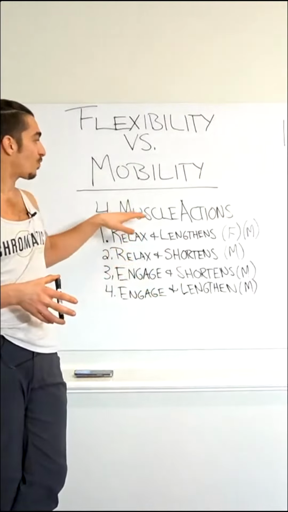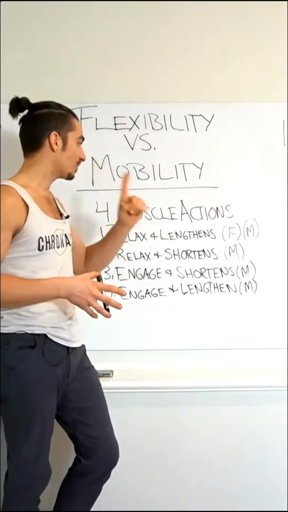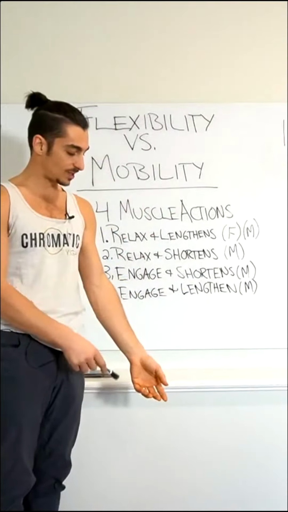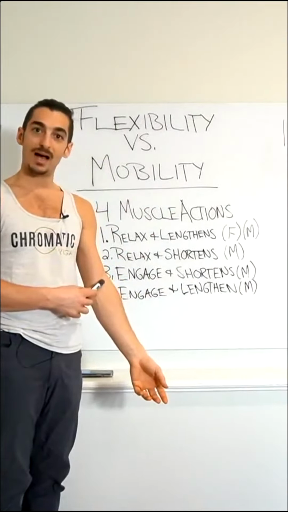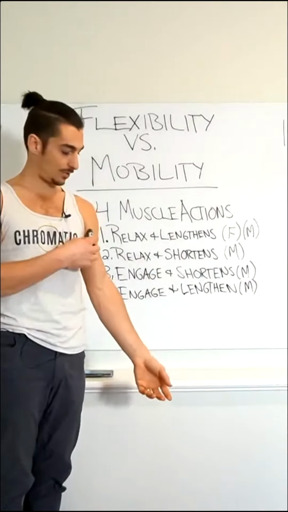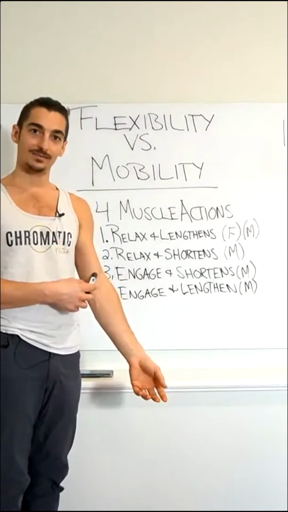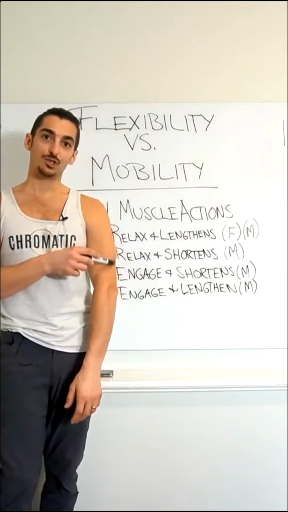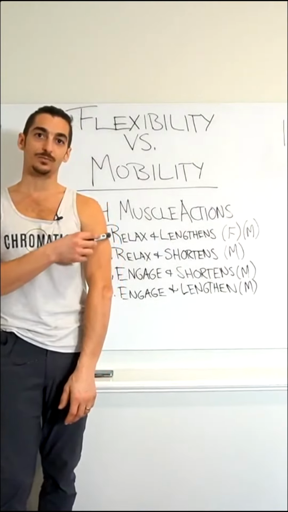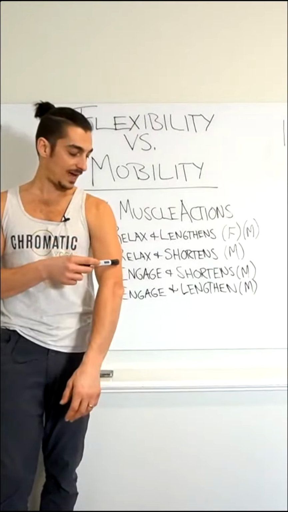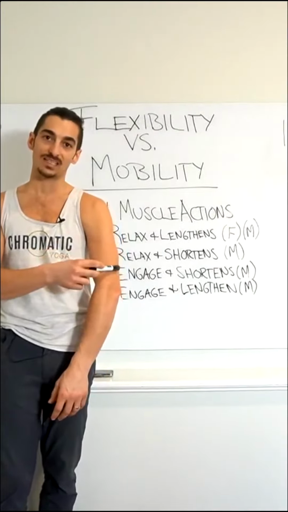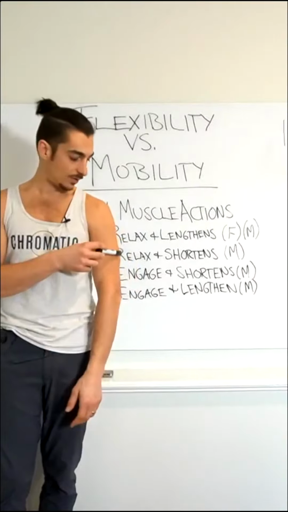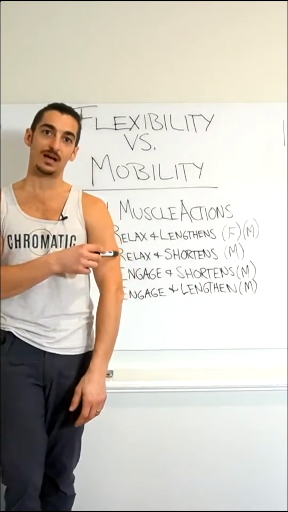So the 4 muscle actions, the first one, relax and lengthen a muscle. So currently, gravity has just stretched my bicep because I relaxed, and now the bicep muscle has lengthened. But on the flip side, I've relaxed and shortened my tricep muscle, okay? And the reason that I didn't have to engage my tricep in order for this muscle to shorten, I just had to let gravity take hold, and the tricep muscle is now shortened.